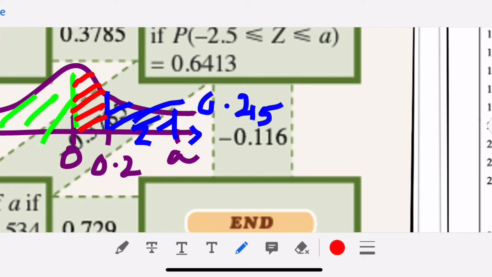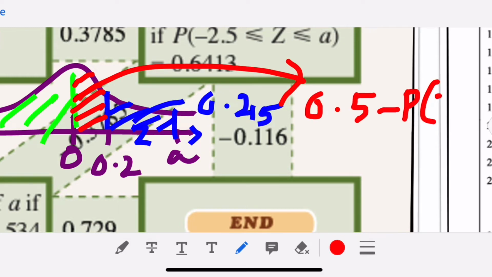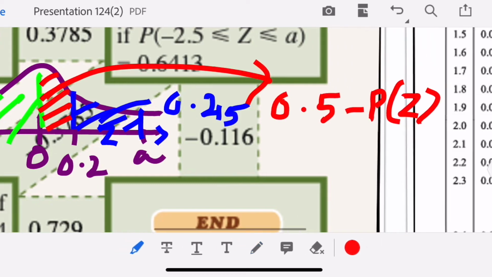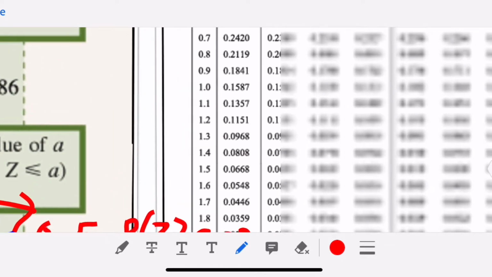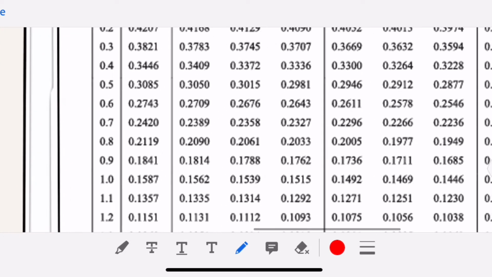So if I want to find the area shaded in red color, I should find half of the bell and then minus out the 0.2, right? So I have to find 0.2. I will take this area as 0.5 minus the probability of Z more than 0.2, right? Do you agree? It is always more than, to the right. Okay, let's go to the 0.2. It is quite easy to find.